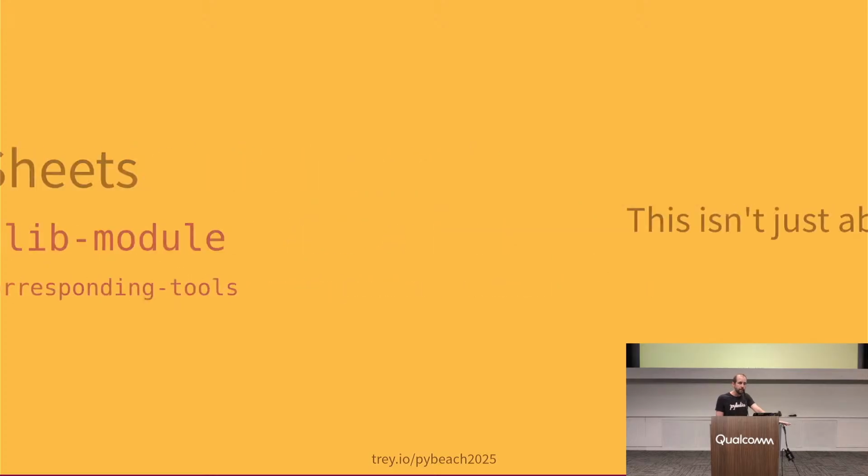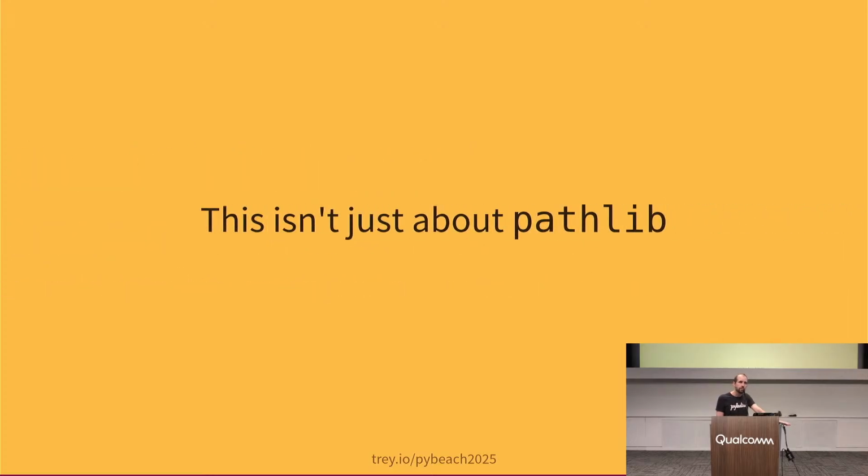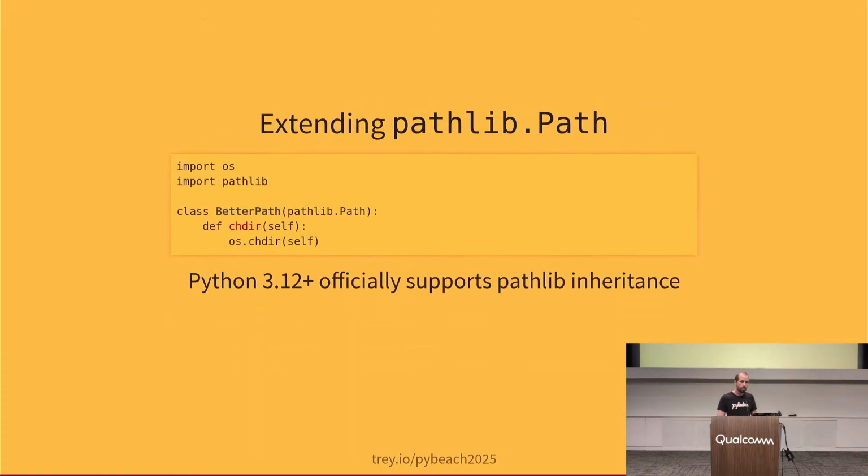Now, this talk is about Pathlib, but it isn't just about Pathlib. Code that uses Pathlib can also work with code that inherits from pathlib.path. And also, it's possible to actually practice duck typing when it comes to path objects. Since Python 3.12, you can extend the functionality of Pathlib using inheritance. If you'd like to make your own custom path objects that include a method to change directories, you can do that. You'll just inherit from pathlib.path and then use your own custom better path class the same way you'd use the pathlib.path class, and it just works.